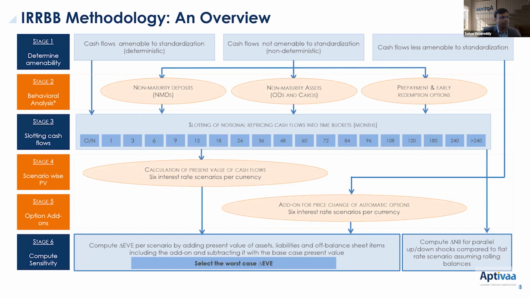So this is a representative diagram of the standard process that Basel has recommended and has been adopted by CBUAE for EV computation, where repricing cash flows are slotted into 19 standard buckets, and then discounted under the 6 shock scenarios. And in addition to the standard contractual cash flows which have a standard defined repricing tenor, there are other aspects which are not amenable to standardization, which are non-deterministic, where behavioral modeling will be required, and other aspects which are optionality related, where the valuation of the options should be separately conducted for each scenario, and then finally aggregated into the final EV worst case computations.